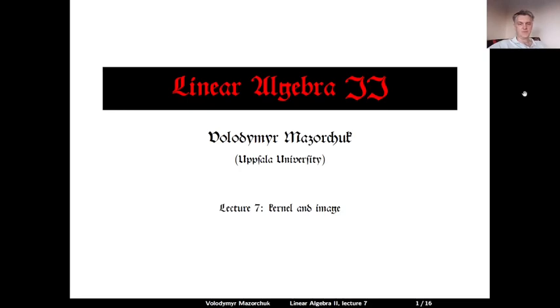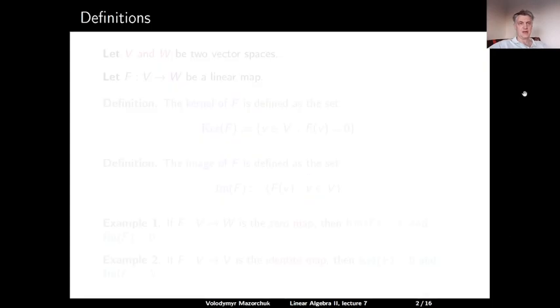Linear Algebra II, Lecture 7, Kernel and Image. Let us start from the definitions. Let V and W be two vector spaces, and let F be a linear map from V to W.